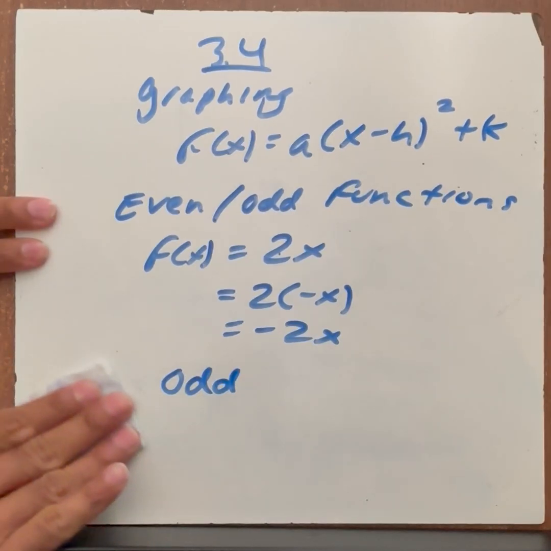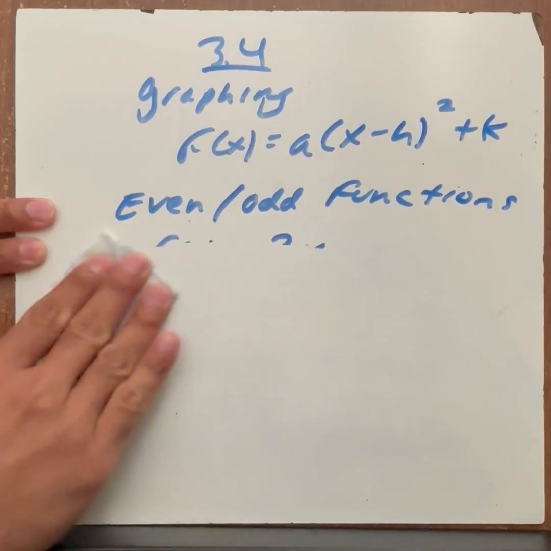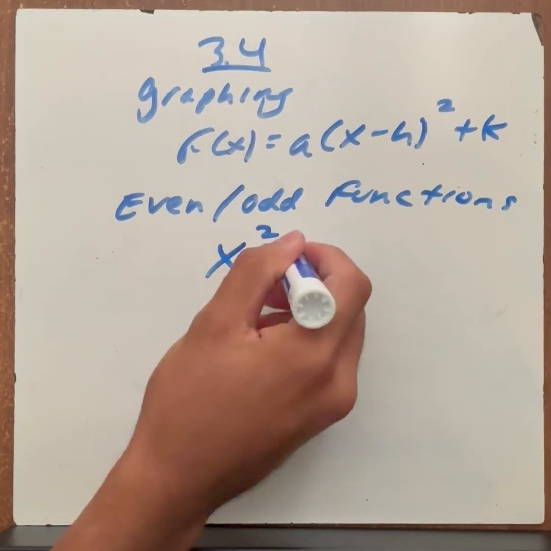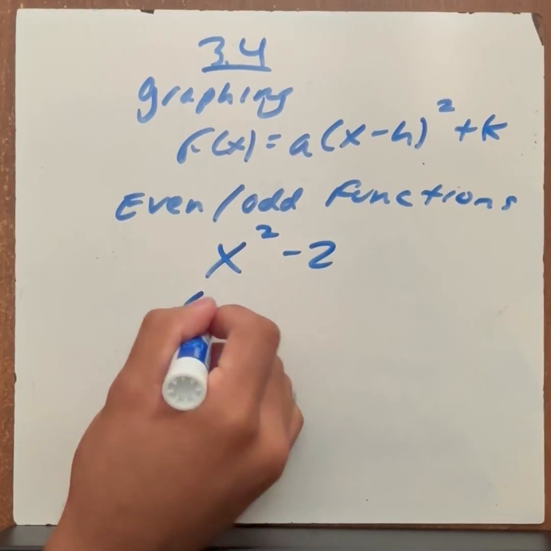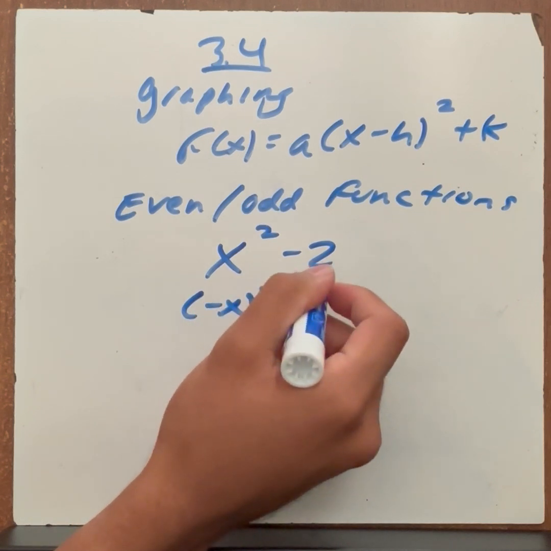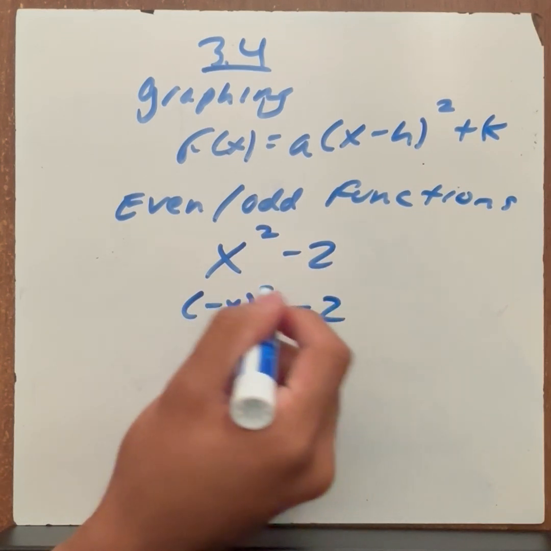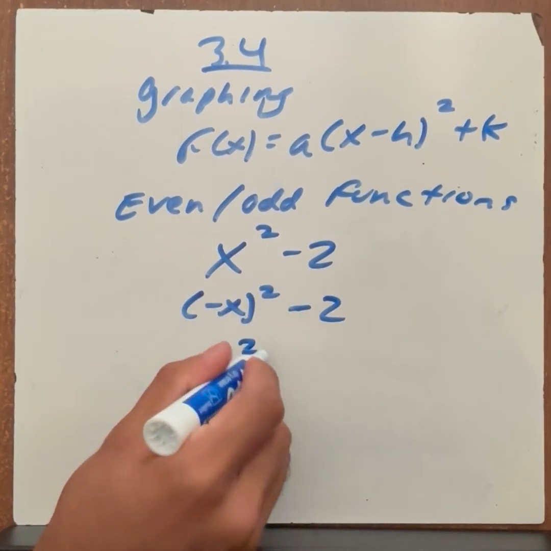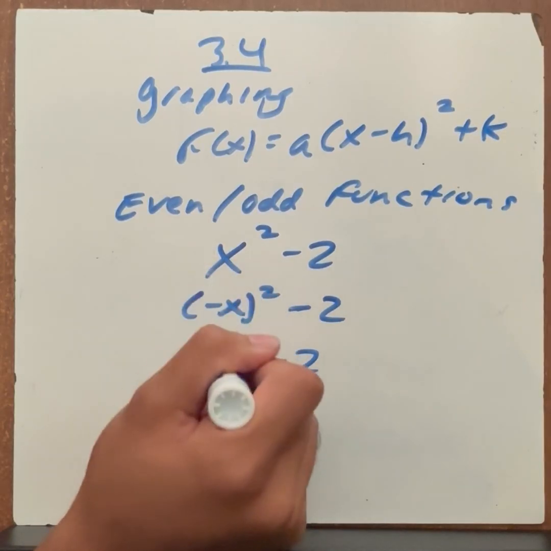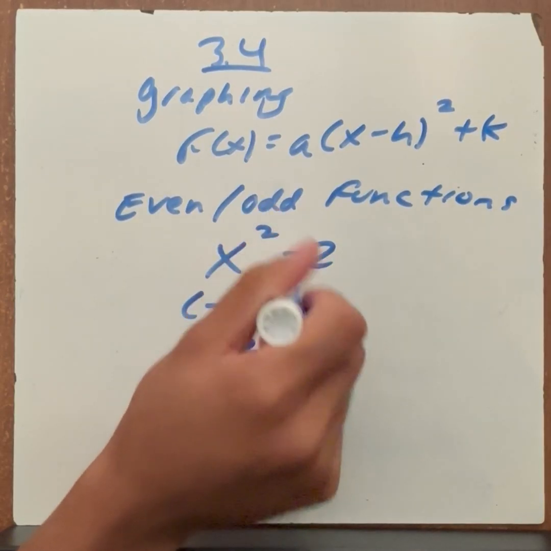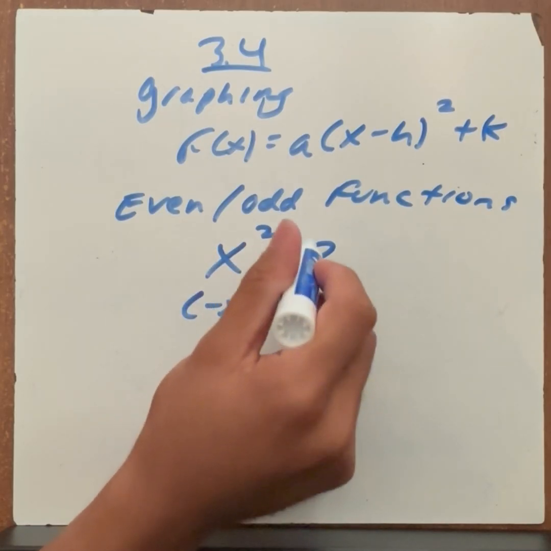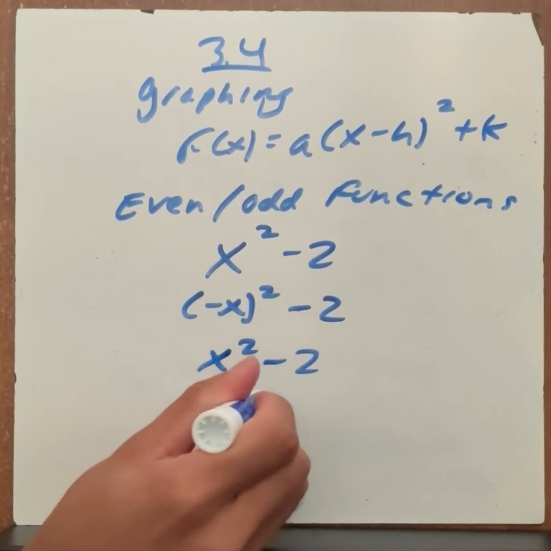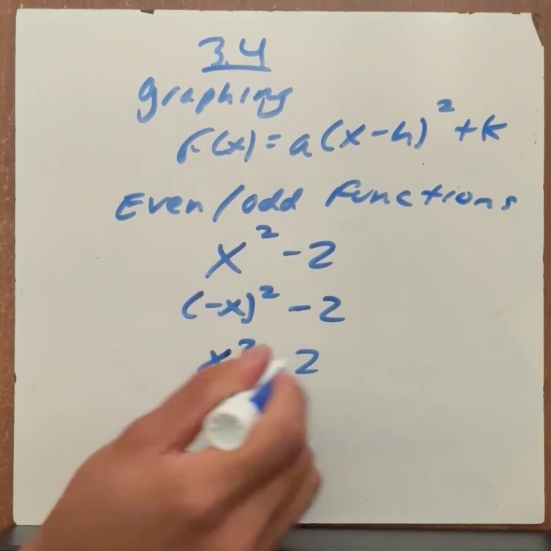Taking a look at something similar, x squared minus 2. If we were to plug in negative x for the x right there, negative x times negative x is positive x squared, minus 2. And we notice that the signs stay the same: positive x squared and negative 2 stays the same. So that's what we call an even function, when we plug in a negative x and we get the same function as the original function.